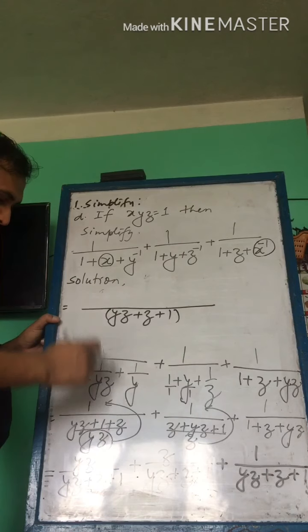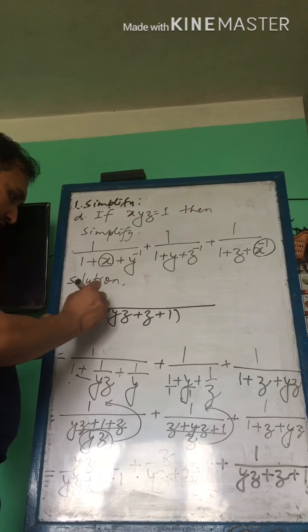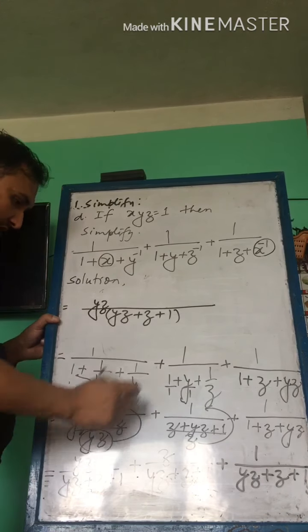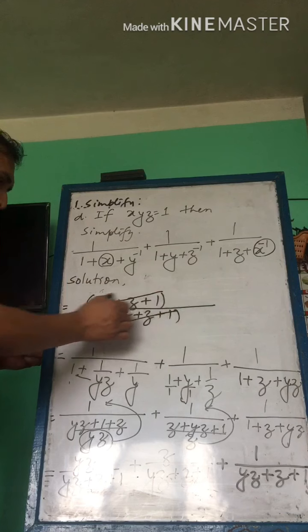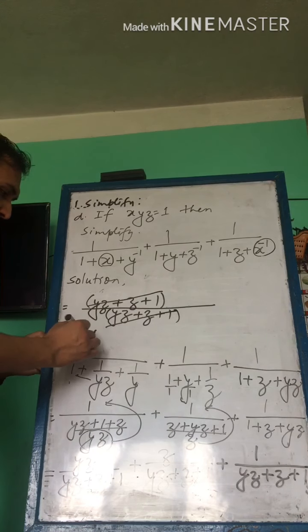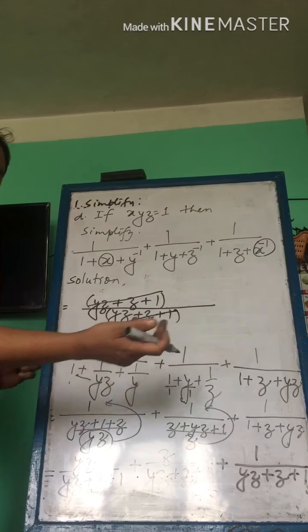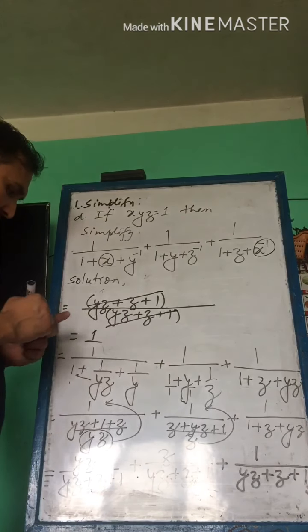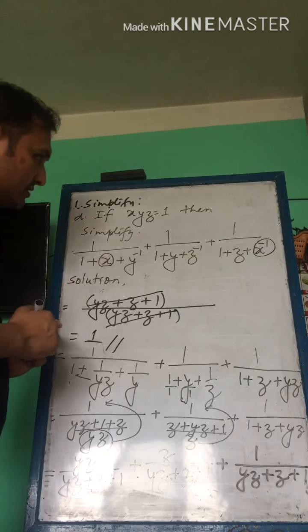This is the LCM. Now what will be over here? yz plus z plus 1. Now here also you will get the same numerator and denominator. The denominator is also yz plus z plus 1. The numerator also will come yz plus z plus 1. The same quantity is there. Reduce it. What will be the required answer? 1. When the same is divided by the same, the result will be 1. Hence, this is the required answer.